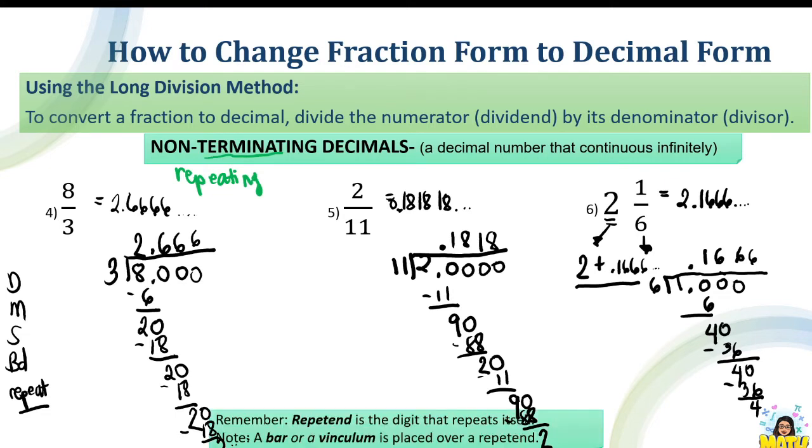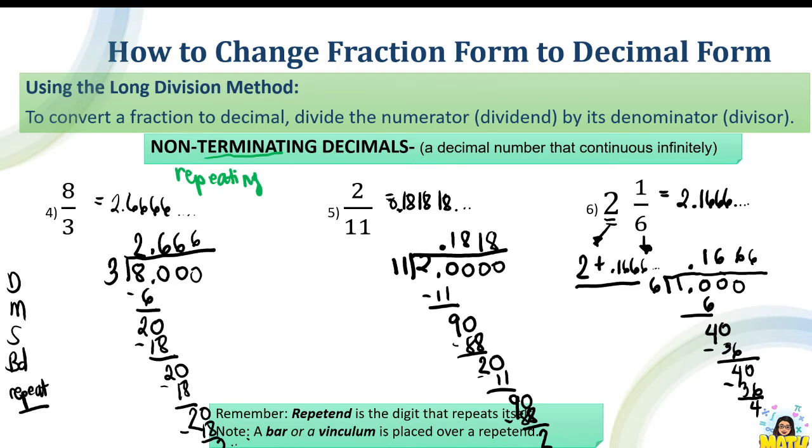So in a decimal, we have the word repeated, which is the digit that repeats itself, and we use a bar or a vinculum to be placed over a repeated digit para hindi na tayo paulit-ulit na magsulat ng number or digit na iyon. Example number 4, the repeated here is 6. That means we can just put a bar or a vinculum above it, and we can just rewrite it as 2.6 with a bar above. That means yung 6 ay paulit-ulit.